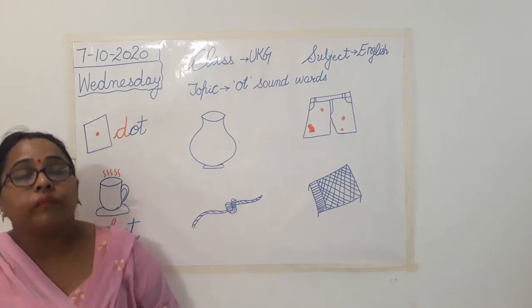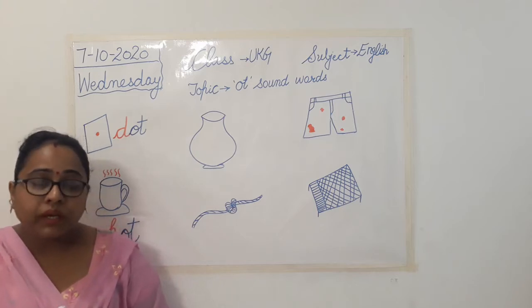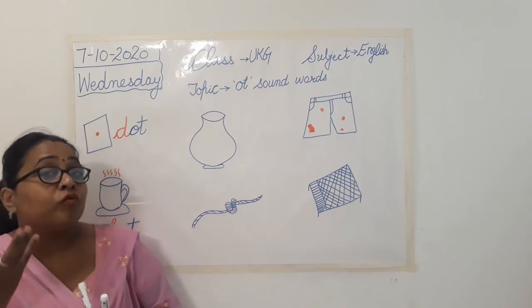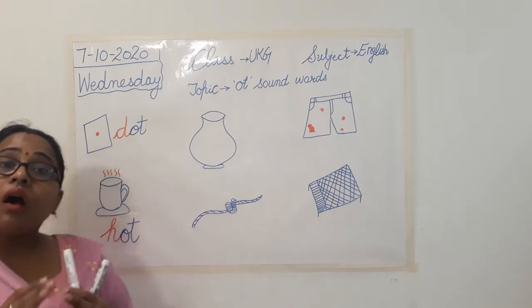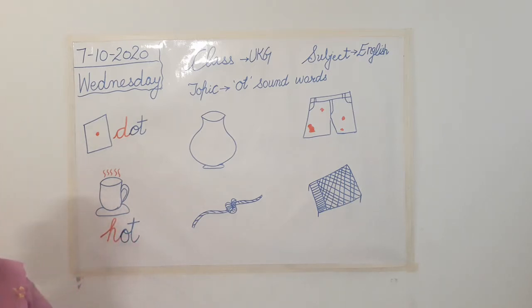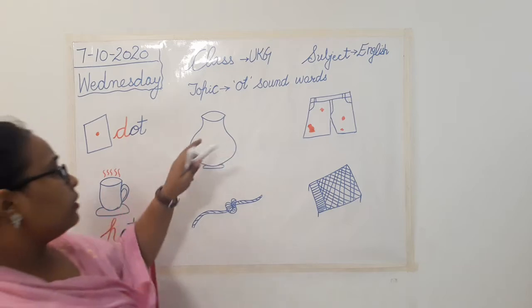What is the meaning of hot? Hot means garam. Morning mein milk peete hain, then when mama is giving you food, that is also hot, yummy lagta hai na hame. So, H, ot, hot. Hot means which is something that is garam. Okay? Okay.